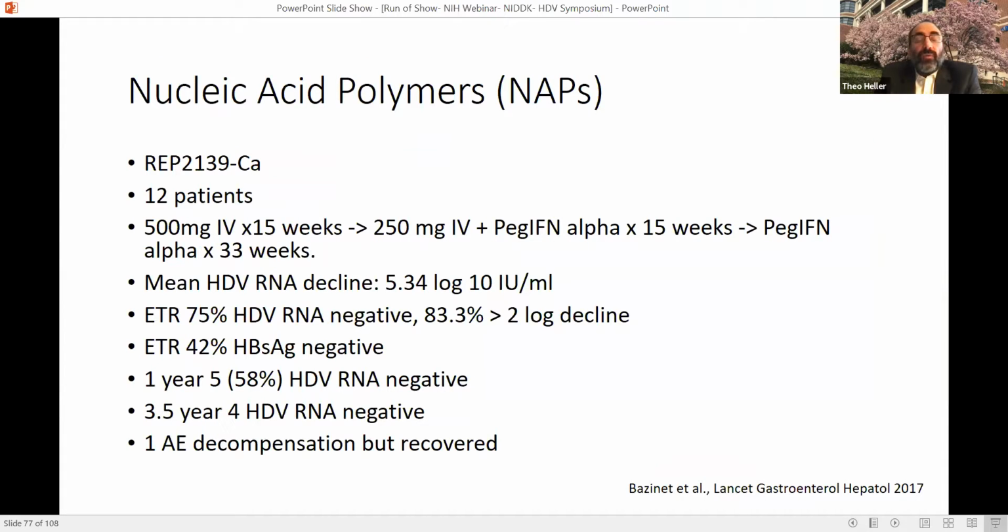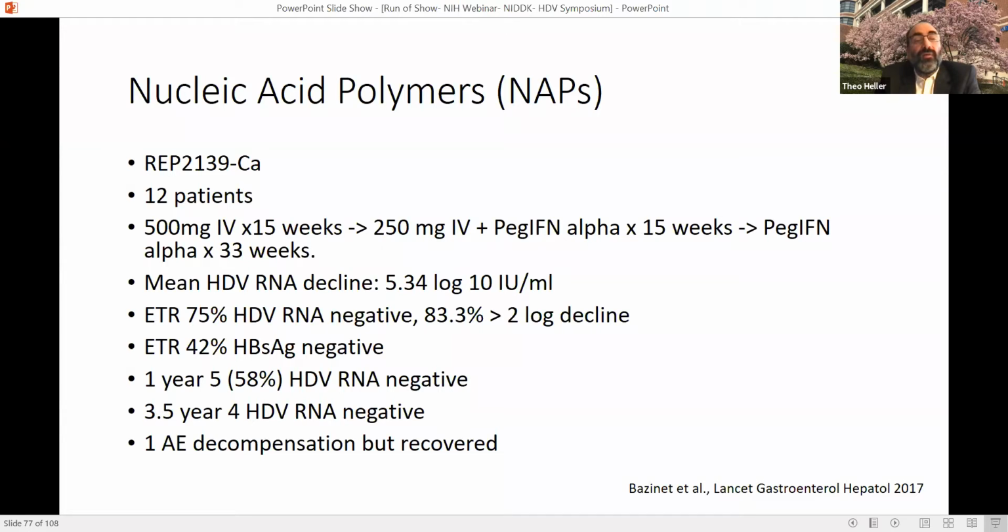I think the most important study published thus far was published in the Lancet Gastroenterology and Hepatology in 2017, where REP 2139 was given to 12 patients. They got 500 milligrams intravenously for 15 weeks, followed by 250 milligrams intravenously once a week, with PEG interferon once a week for 15 weeks, followed by PEG interferon for 33 weeks.